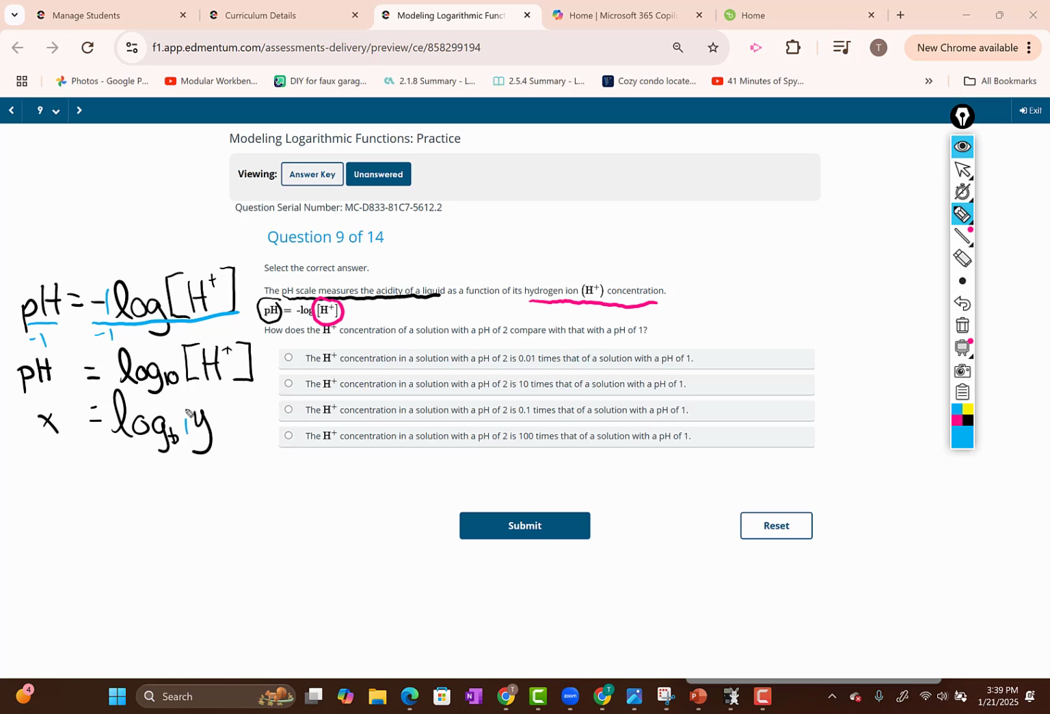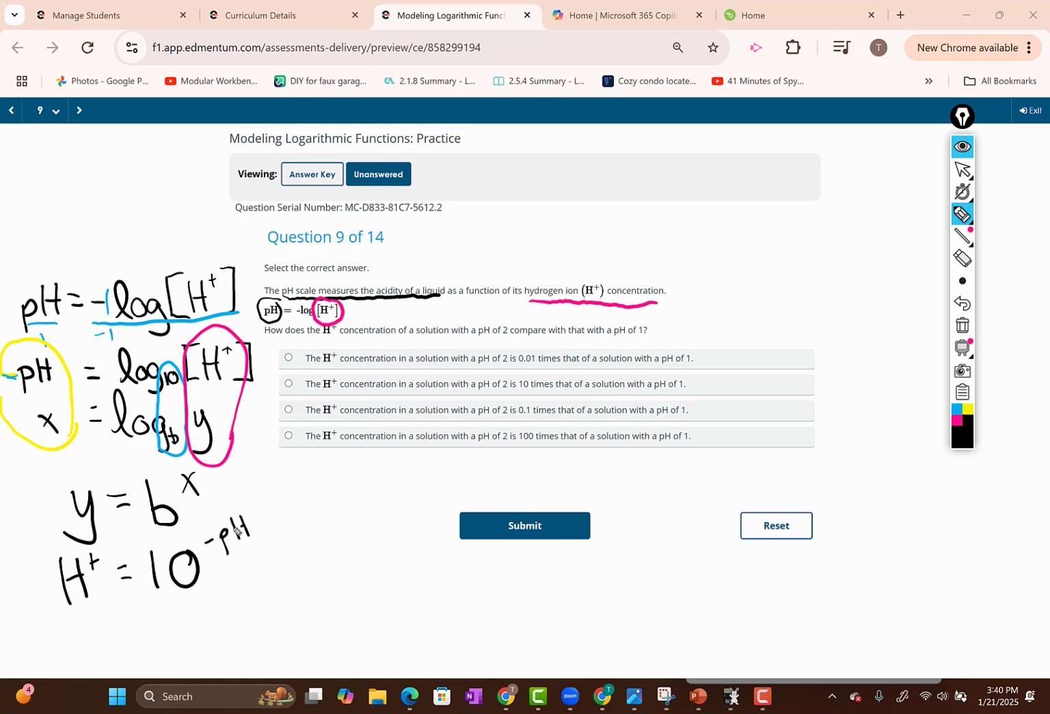So now we can see clearly the base is 10. The Y is equivalent to the hydrogen ion symbol. And then X is equivalent, that should be a negative pH there. I forgot to include that. So X is equivalent to negative pH. I'm going to take all of those variables and rearrange them into exponential form. So that's going to be, instead of Y, it's going to be H equals, instead of base, it's going to be 10. Instead of X, it's going to be negative pH.